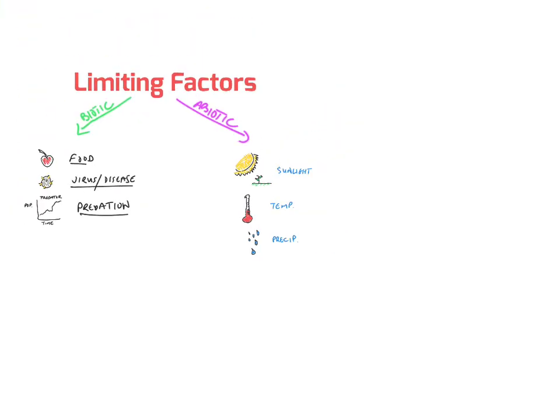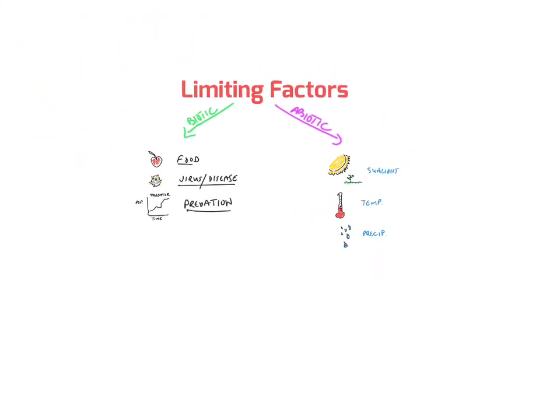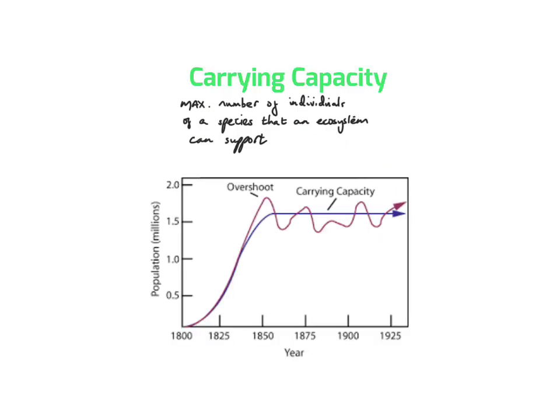So these are examples of limiting factors. They can be categorized as biotic or abiotic, and they would limit a population of a species or control how high that population grows. When we talk about limiting factors, we also have to talk about something very important called carrying capacity. And carrying capacity is a number. Students sometimes don't realize that it is the maximum number of individuals of a species that an ecosystem can support.